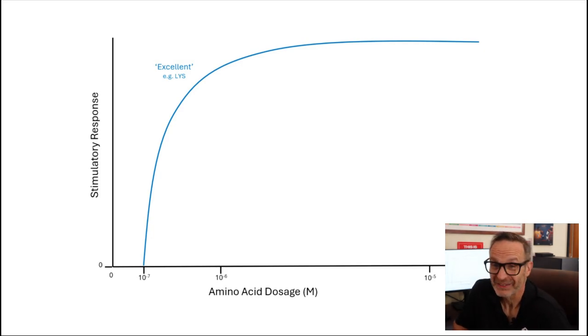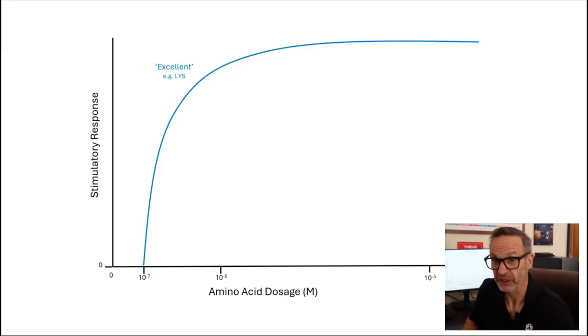Now, the takeaway from this is that stimulatory response, as you can see from the steepness of that curve, takes off very quickly and then plateaus out when we reach what's called saturation, which we'll talk about in a moment. Okay, so it's a very unique shape, which has some problems which I'll discuss in a moment, but that's the shape of the response curve for a strong amino acid.